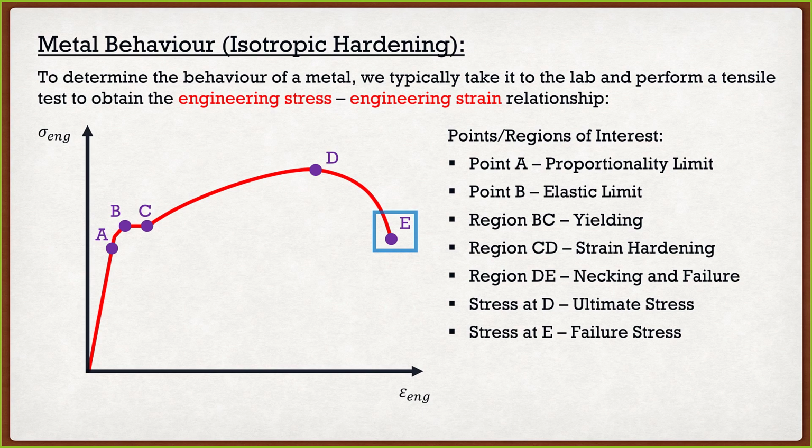Now, here's where things get interesting. If I were to load up until this green star right here, I take my metal and load it up until this green star, and I unload it. It's going to go back to zero strain, meaning that all the strain was fully recoverable. If I were to take the clicker, stretch it, it's still elastic, and I let go, it's going to go back to its original position, no harm done.